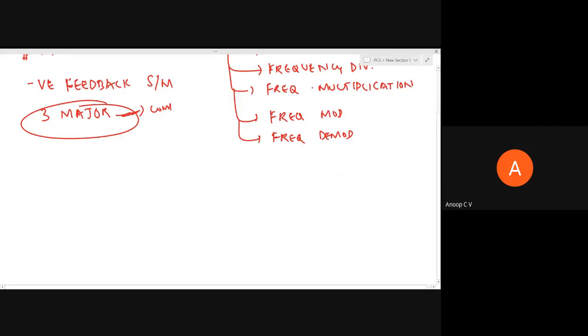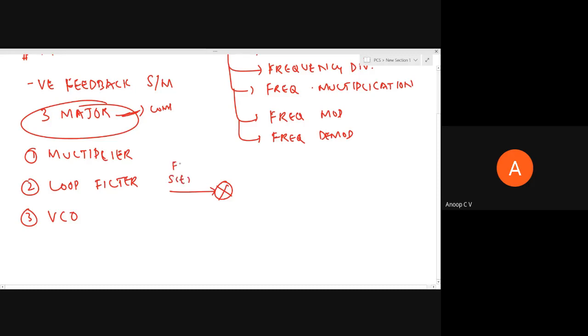So I told you it has three major components. The first one is a multiplier, right? Then it has a loop filter, and it has a VCO, which is a voltage controlled oscillator. So the basic block diagram of PLL has a multiplier. If it is a multiplier, it expects two inputs. One of its inputs will be our FM signal S of t, right? And we'll see what the other input is.